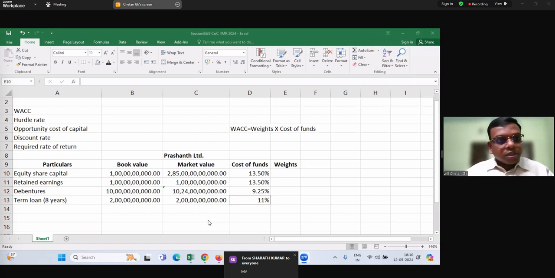Yeah. So now I would like to ask the question. Why is it that we should go for market value weights? And if you don't know, you can put it as don't know as well. Okay. So why should we take market value weights? What is the rationale behind that?